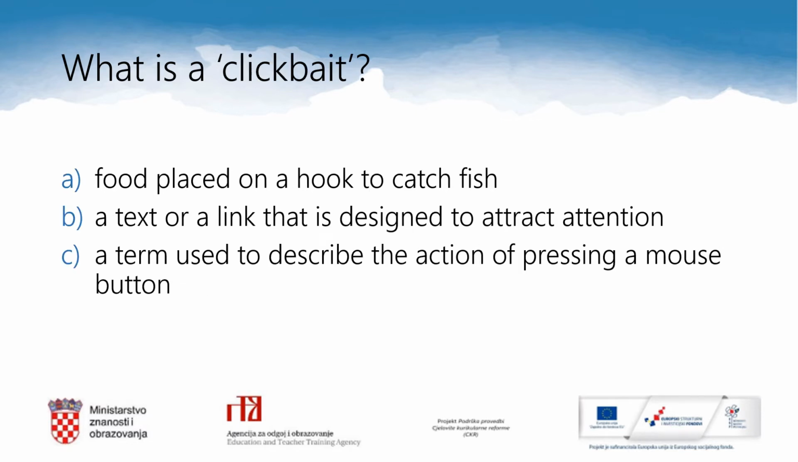What is a clickbait? A. Food placed on a hook to catch fish. B. A text or a link that is designed to attract attention. C. A term used to describe the action of pressing a mouse button. A, B, or C?